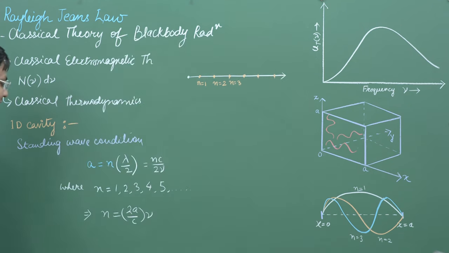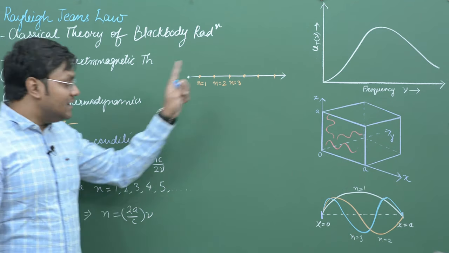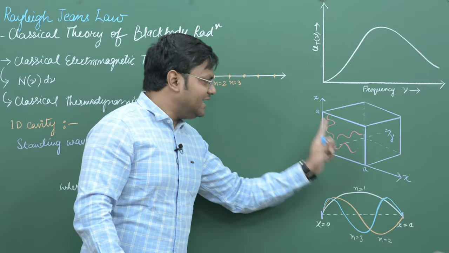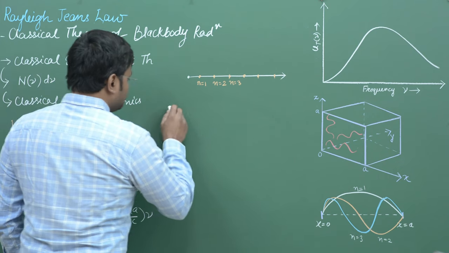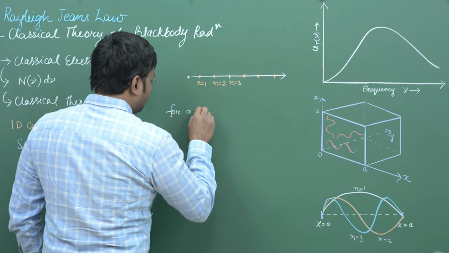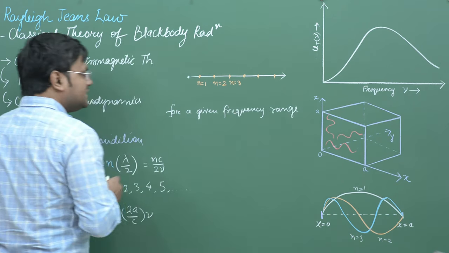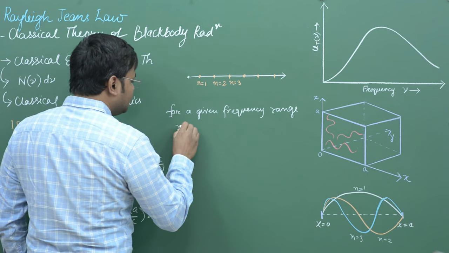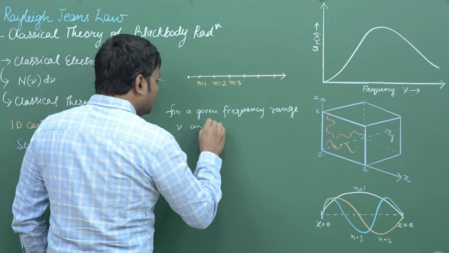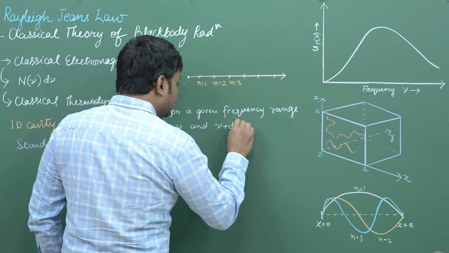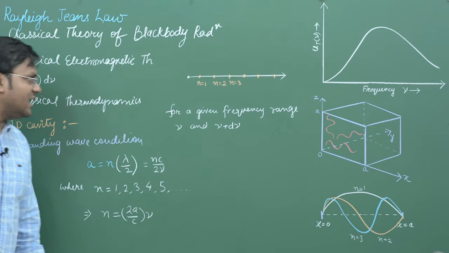For every allowed value of n, it corresponds to some allowed standing wave that is possible inside the one-dimensional cavity. So for a given frequency range, what do I mean by frequency range? Let's suppose I take a frequency nu, which is some random frequency, and then I take a small increment, nu plus d nu. For a given frequency range, what is the number of standing waves that are possible?